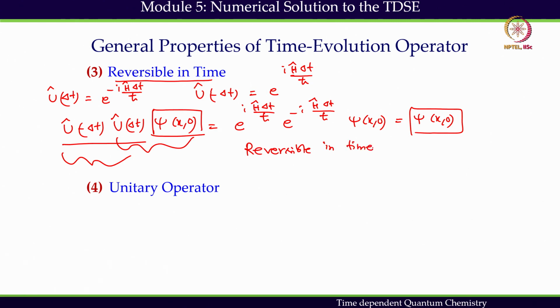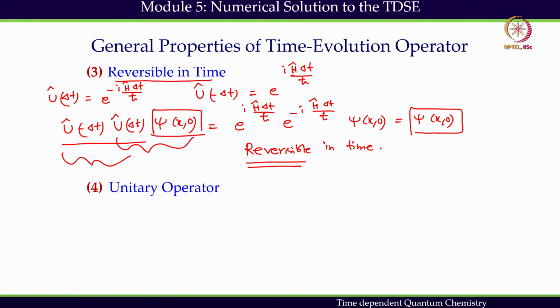This is quite different from our real life experience. In real life, we cannot go back in time. We have to always move forward. But here, in quantum mechanics, with the help of this time evolution operator, I can go back in time. So, my system will again evolve to the initial state.